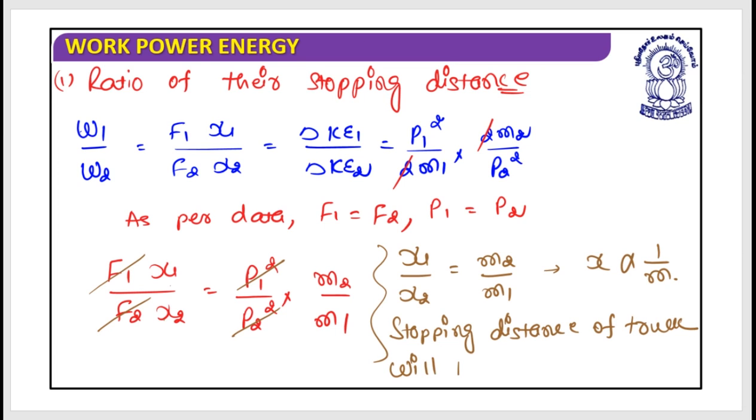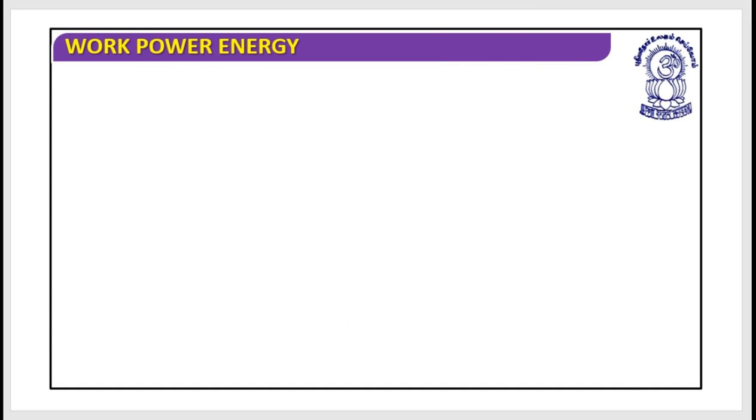Stopping distance of truck will be less than stopping distance of car. I hope this is clear. So stopping distance of truck will be less than the stopping distance of car. Yes, this is the case when momentums are equal. Is it clear? Are you sure? Done? Great.